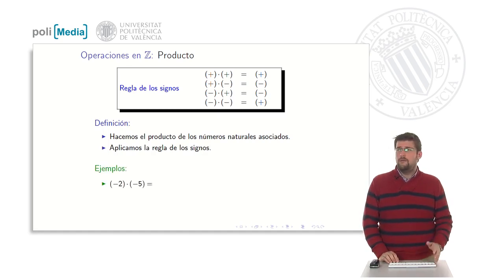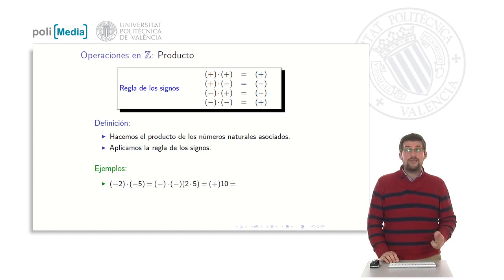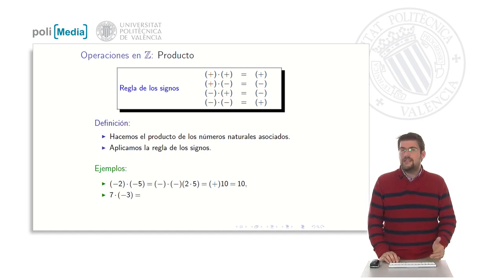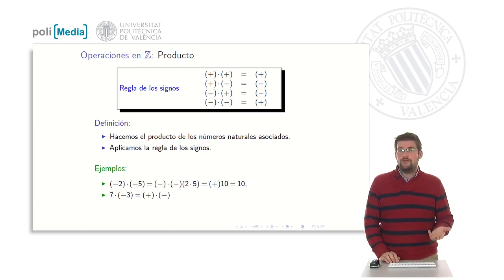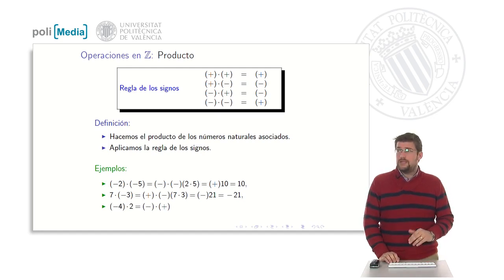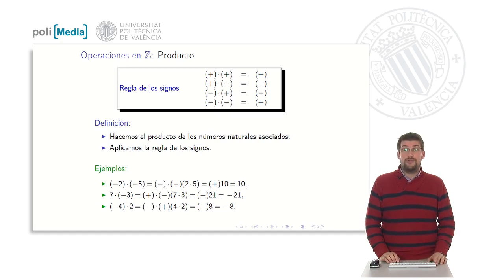This way, minus 2 times minus 5 would be minus times minus and 2 times 5. Minus times minus is positive, 2 times 5 is 10, and therefore 10. 7 times minus 3, plus times minus, 7 times 3. The plus times minus gives us minus. 7 times 3 is 21, and therefore the result is minus 21. Minus 4 times 2 would be minus times plus, 4 times 2. Minus times plus results in minus, and 4 times 2 is 8. So the result is minus 8.